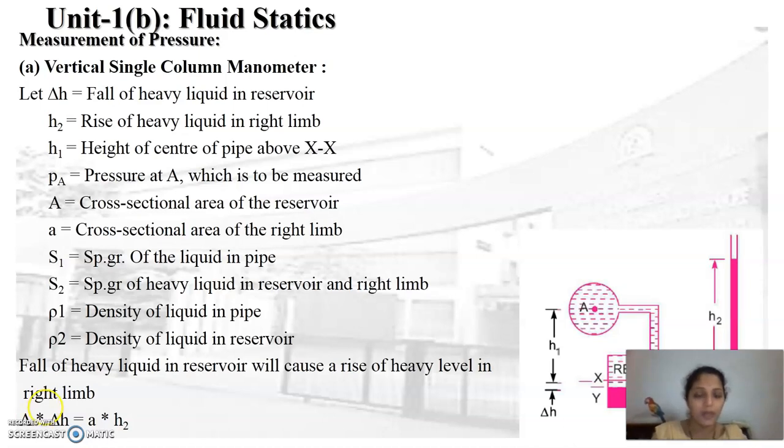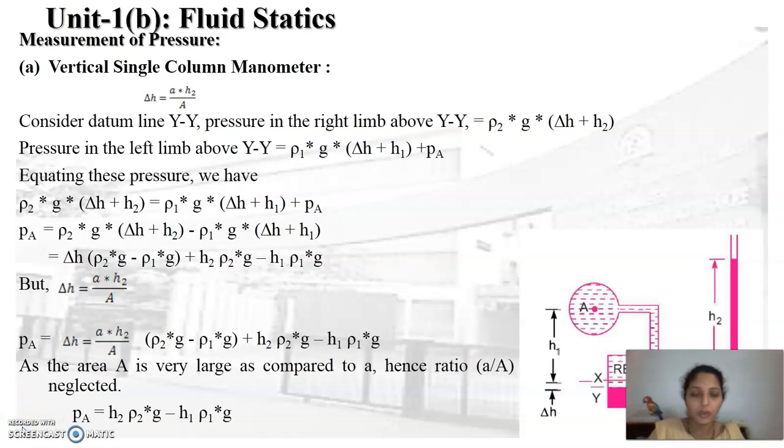Now the fall of heavy liquid in the reservoir will be equal to the rise of liquid in the right limb. So the volume of the fall of liquid in the reservoir and the volume of the rise of liquid in the right limb will be the same. Therefore capital A into delta H is equal to small a into H2. Now the new datum line is considered as YY, and with respect to that we can write the equation for the pressure in the left limb and the right limb.